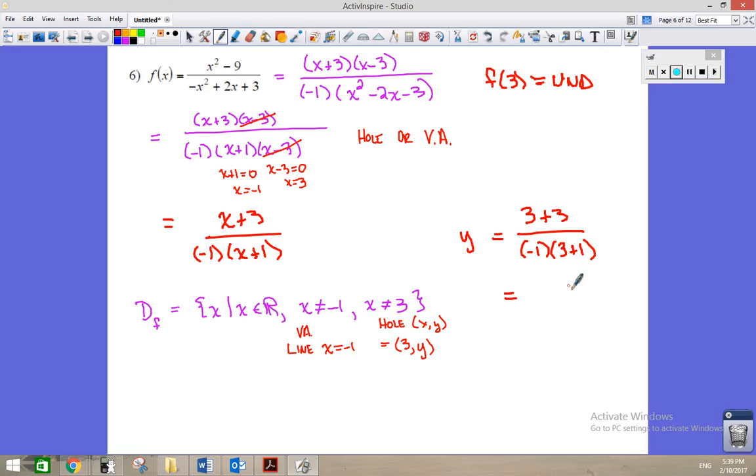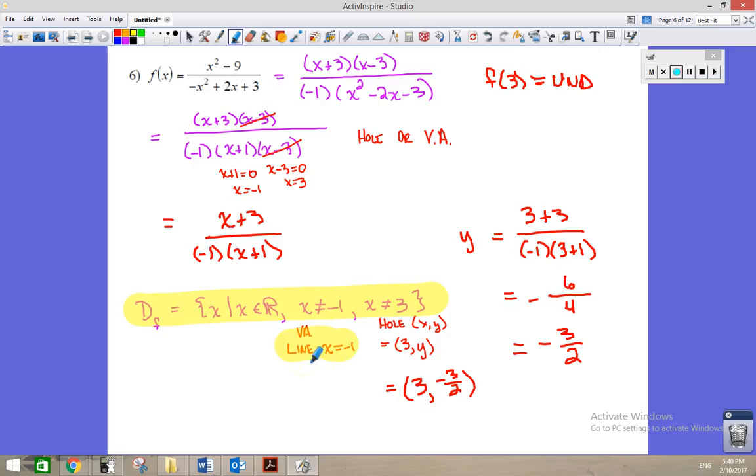All right, so 3 plus 3 is 6, and 3 plus 1 is 4, and that's a negative number. Those are both even numbers, so they would expect me to reduce this to negative 3 halves. So this hole in the graph has coordinates 3 comma negative 3 halves. We found what they wanted. They wanted the domain, and they wanted to know, if you exclude anything from this domain, how does it appear in the graph? We found a vertical asymptote of the line x equals negative 1, and from excluding 3 from the domain, there's a hole in the graph, and the location of that hole is 3 comma negative 3 halves.